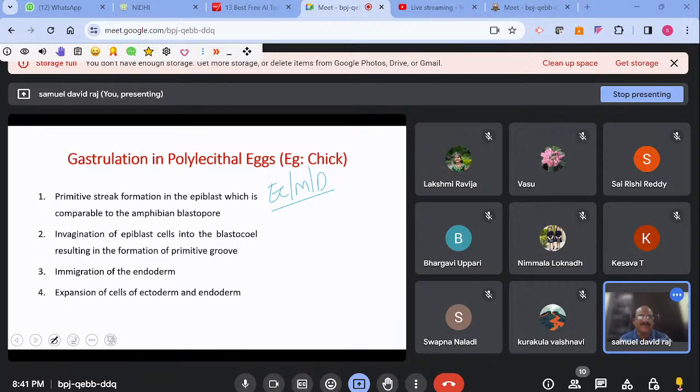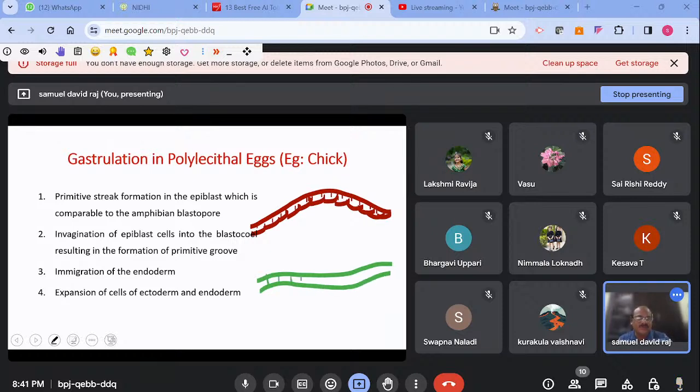Into different layers. So if this is the epiblast region, okay, these are the cells of the epiblast. Now we see the hypoblast, below which there is yolk material. We can call this endoderm, okay.